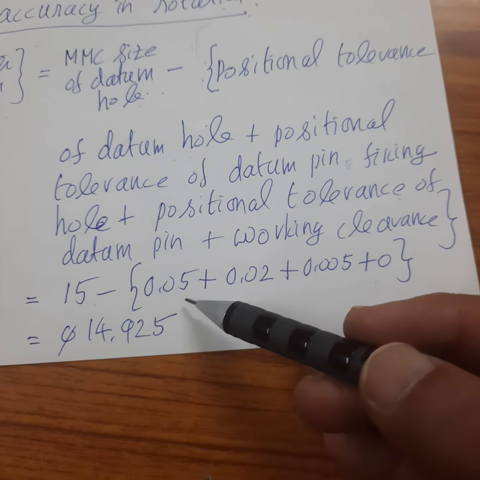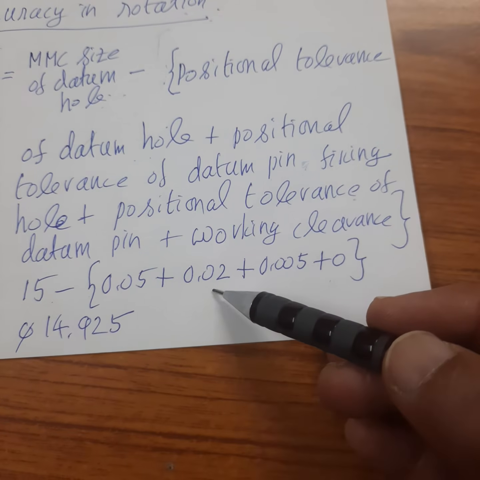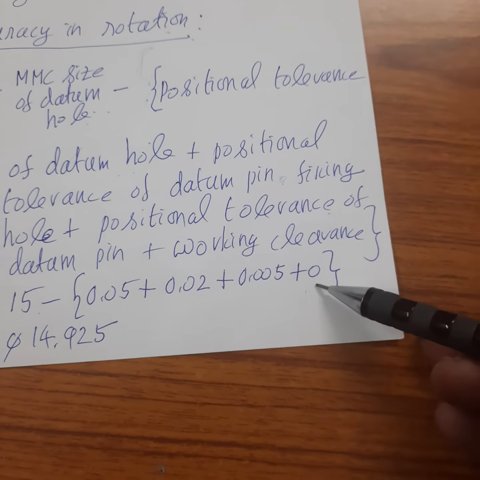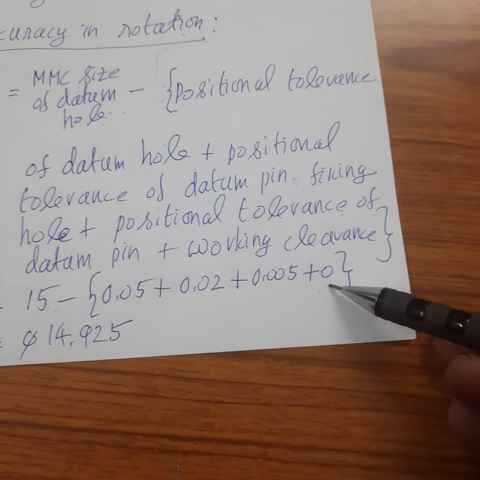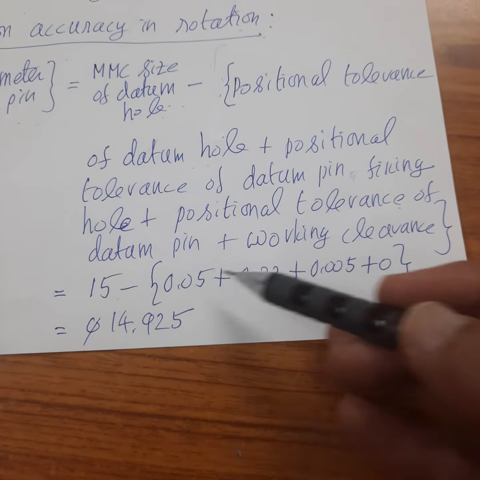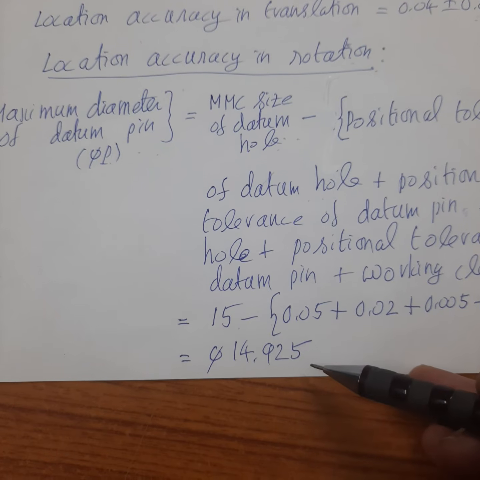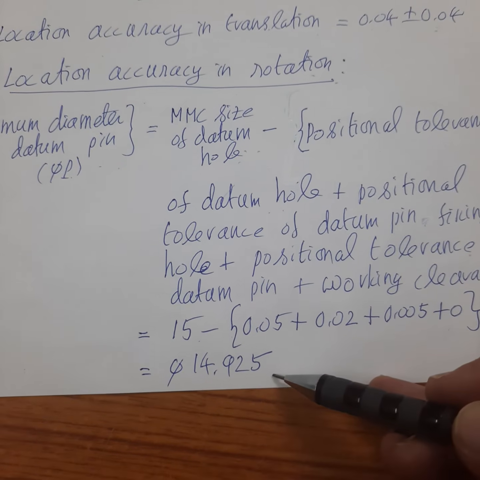So 15 minus 0.05 plus 0.02 plus 0.005 plus working clearance. The working clearance for this problem is not given, so it can be taken as 0. When you work out the answer, the maximum diameter of the pin is arrived at as 14.925.